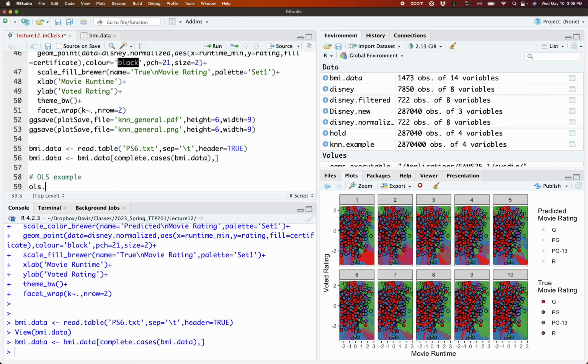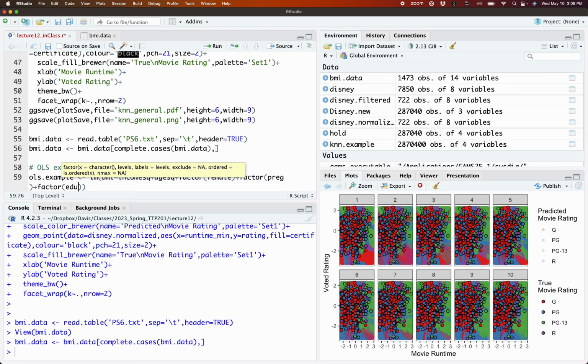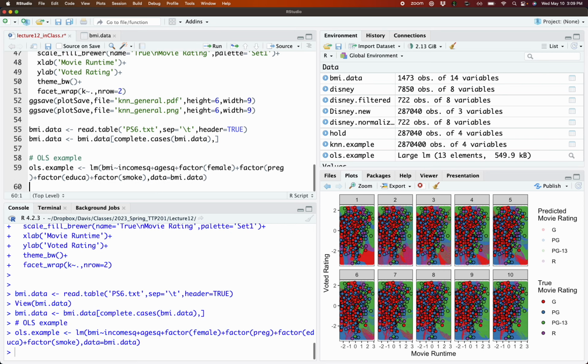So this is going to be a linear regression of BMI on income squared plus age squared plus female, pregnant, education, and smoke. Okay, and we can look at the results of this.